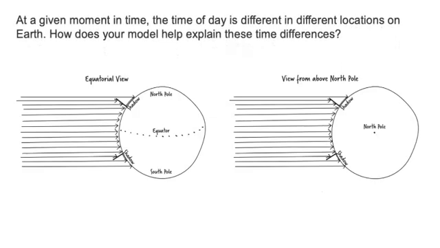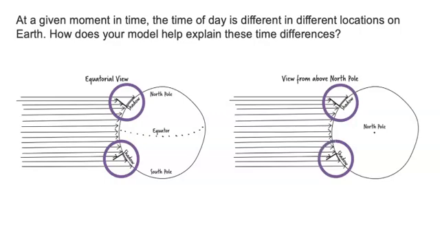At a given moment in time, the time of day is different in different locations on Earth. How does your model help explain these time differences? Well, the shadows are at different positions in the different locations, right? And we learned that shadows change position throughout the day. So these shadows tell us that different times of day are occurring at the same moment around the world. That information is so fascinating.